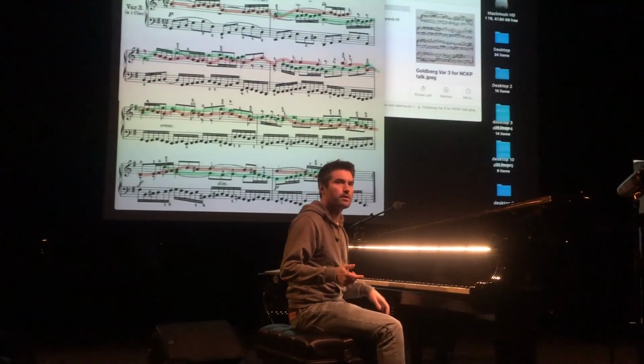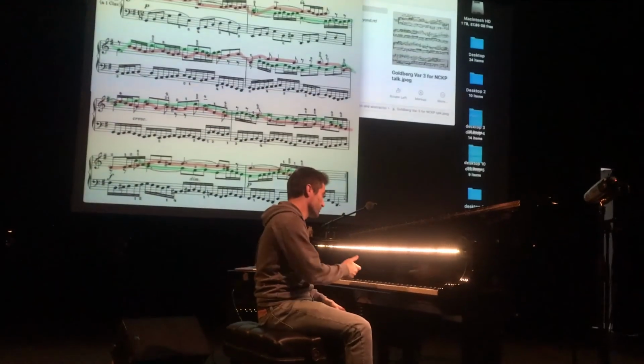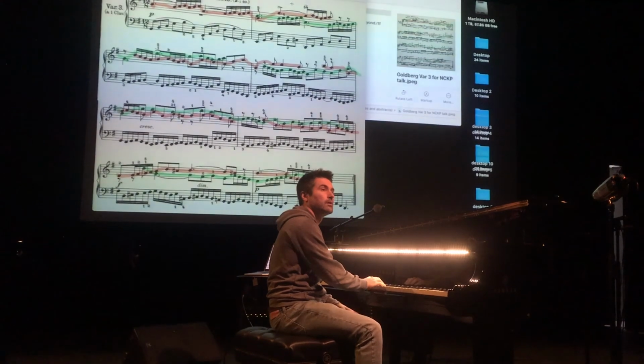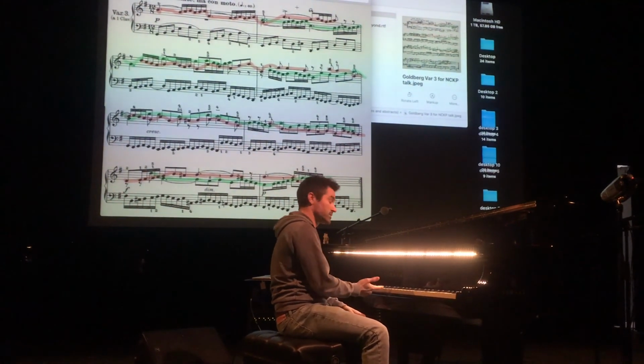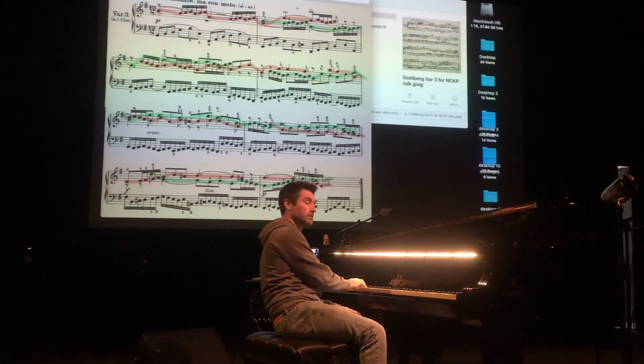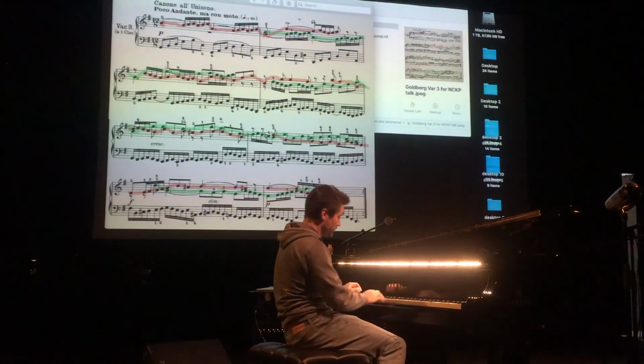But variation 24 is a canon, but a canon at the octave. Okay, so the first voice goes, and the second voice repeats the same thing, but an octave away. So it goes like this.